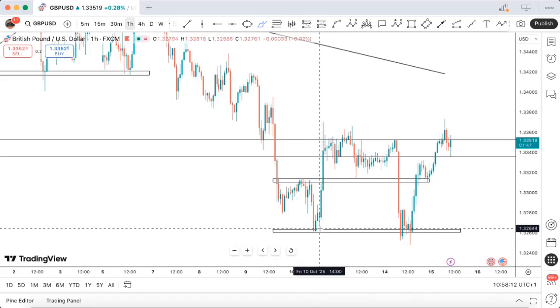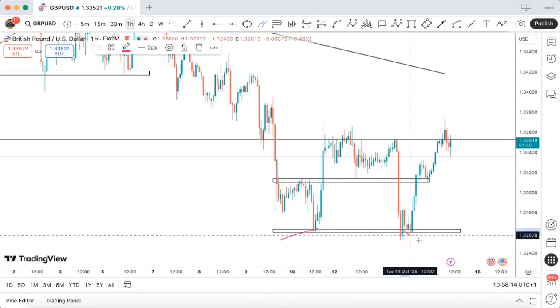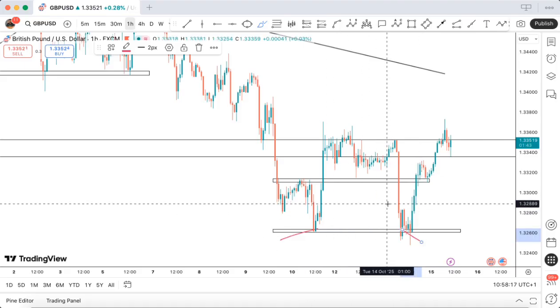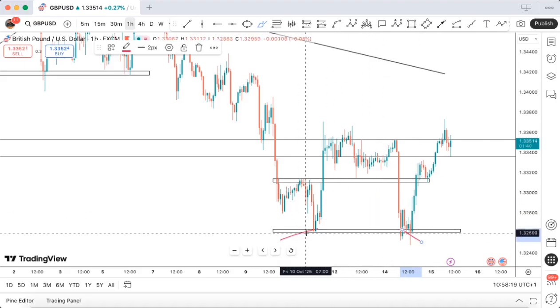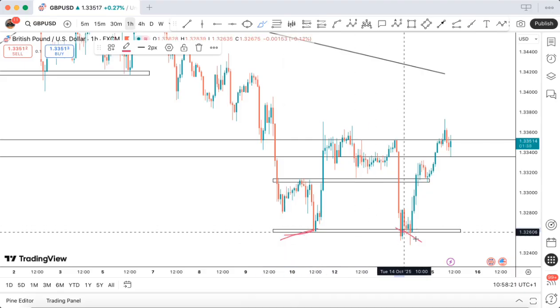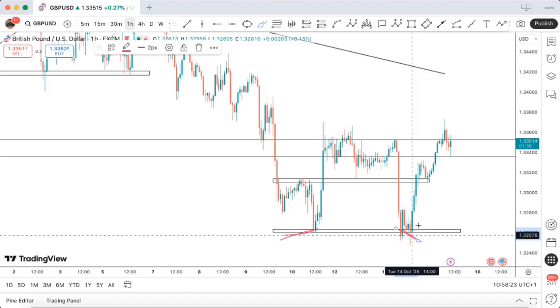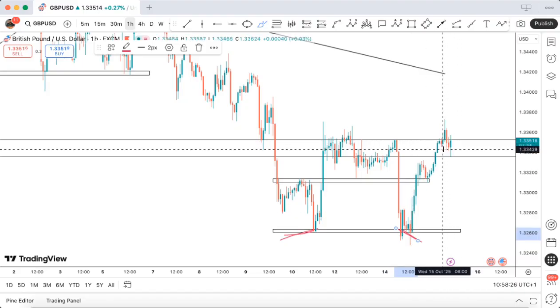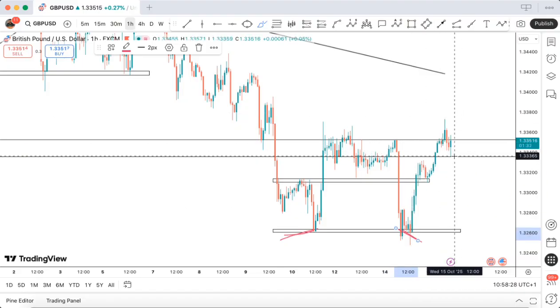This is also a formation of a double bottom. As you can see, this is bottom one and also bottom two. This is the reason why we could also expect further movement to the upside.